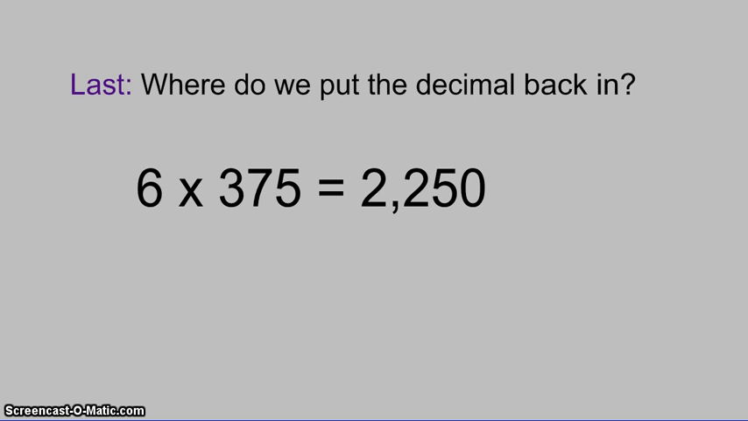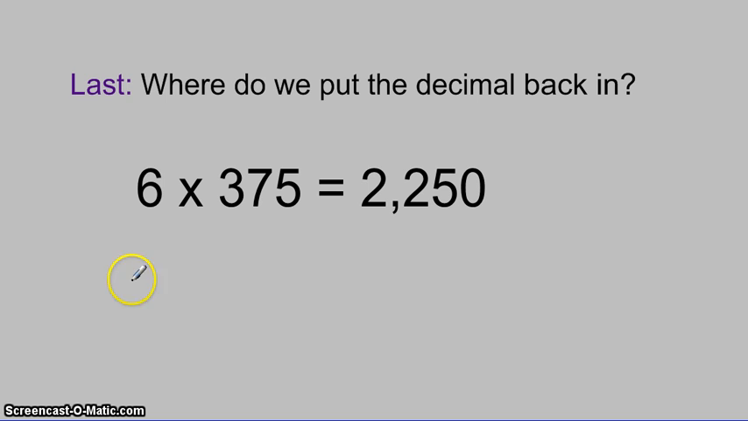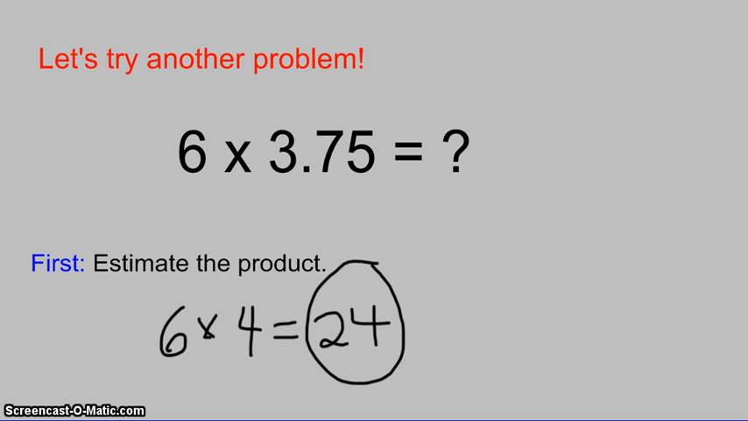So 2,250, however, when we go back to our estimate, we wanted it close to 24. So where are we going to put the decimal in 2,250 so it's close to 24? I'm going to put it between the 2 and the 5. Then I have the answer 22.5 or 22 5/10. And that is the final answer for 6 times 3.75.